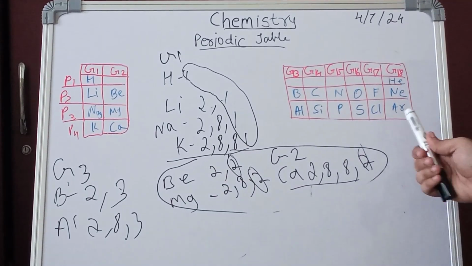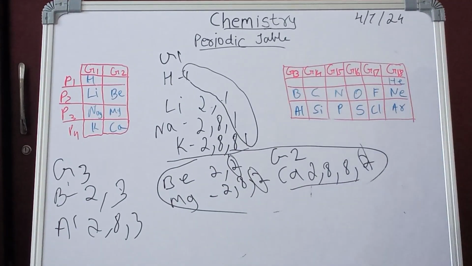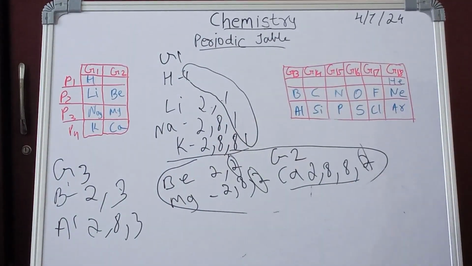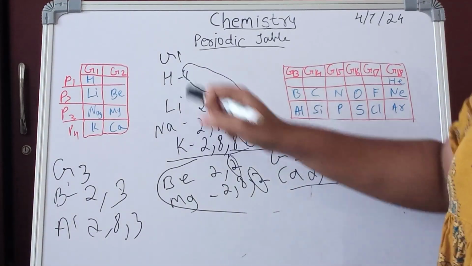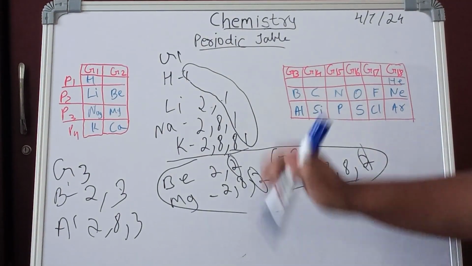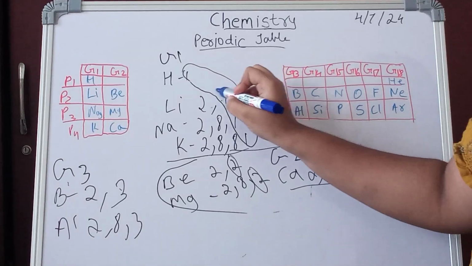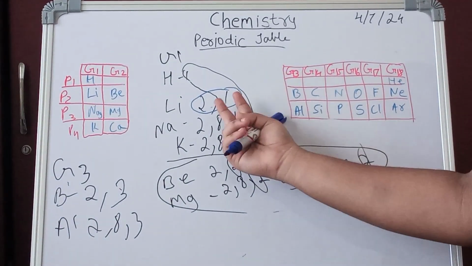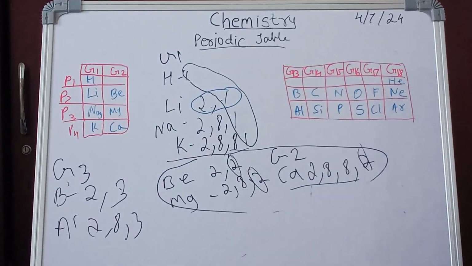Okay. And next is periods. How have we placed them in periods? You may say we have placed them in order. No, that's not the right way. Did you notice one thing? Hydrogen's electronic configuration is 1, so it holds one place. Next, lithium's electronic configuration is 2, 1. So how many numbers are there? 2. Since it has 2 numbers, it is placed in period 2.